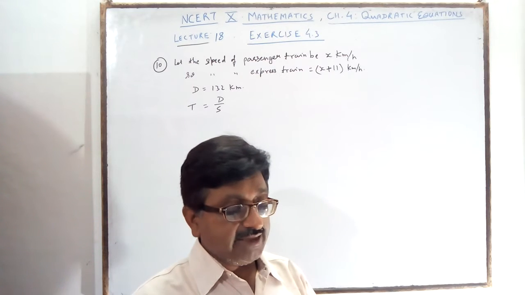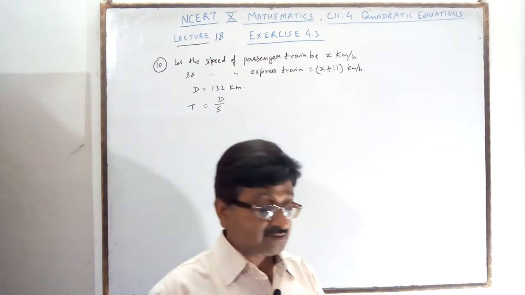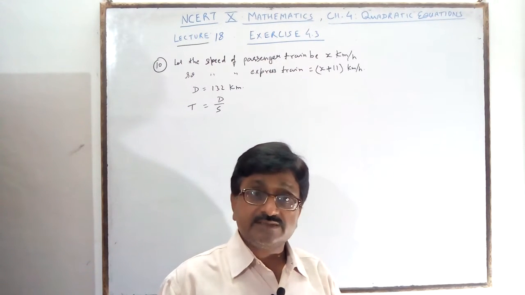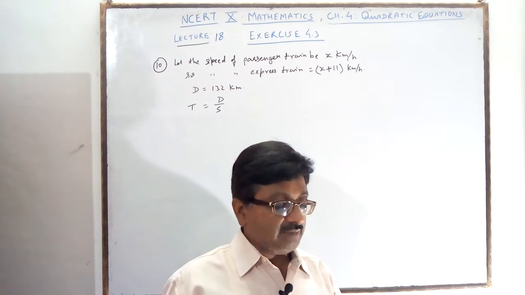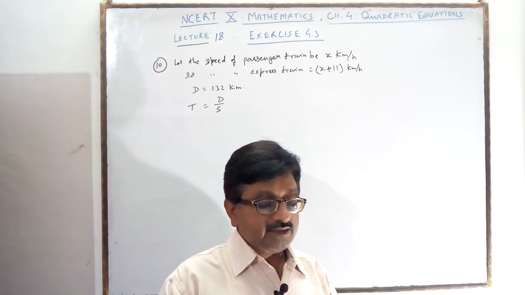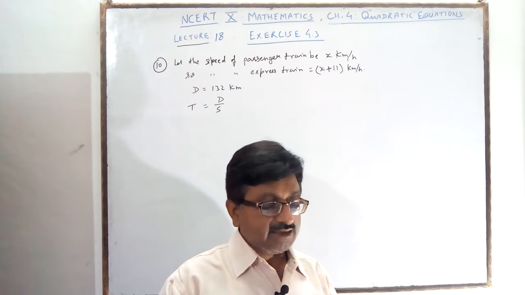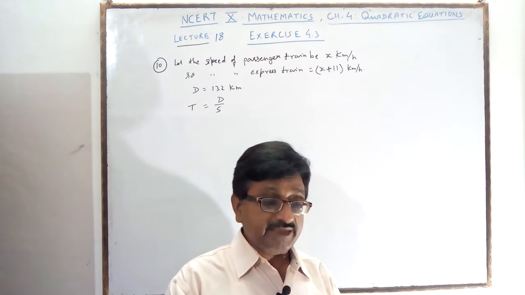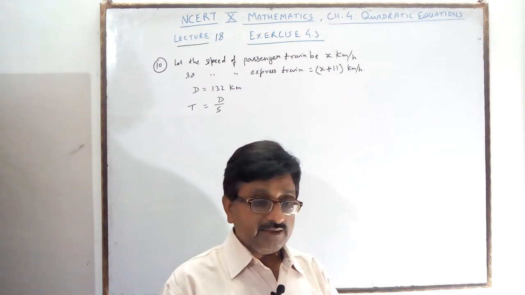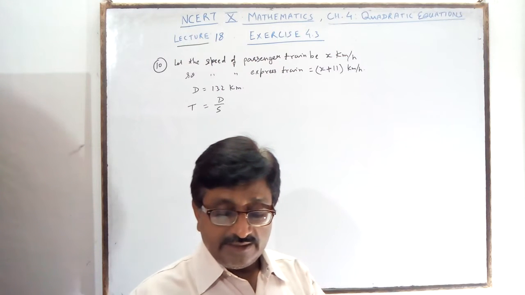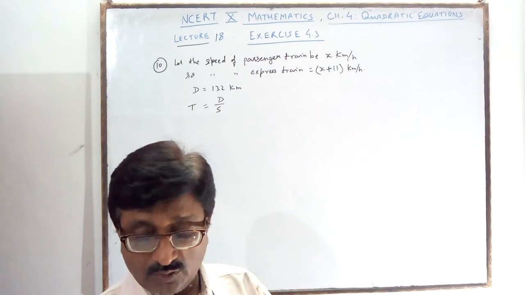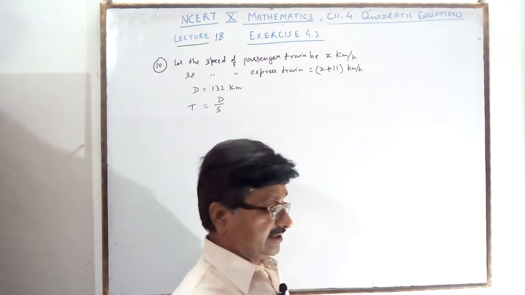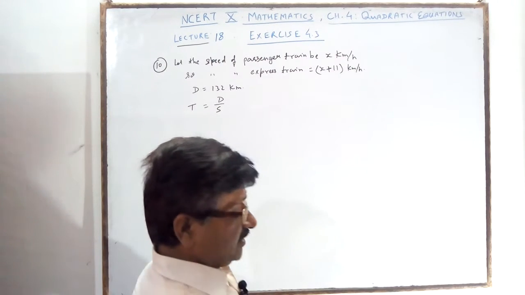Question number 10 is given: an express train takes 1 hour less than the passenger train to travel 132 km between Mysore and Bangalore, without taking into consideration the time taken to stop at intermediate stations. If the average speed of the express train is 11 km per hour more than the speed of the passenger train, find the speed of the two trains.